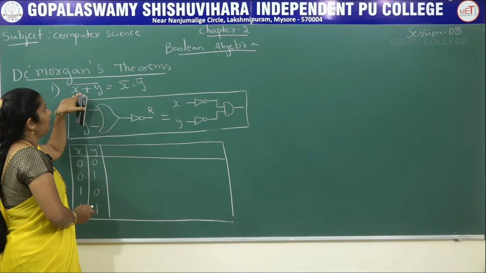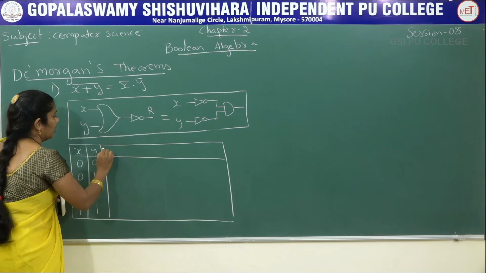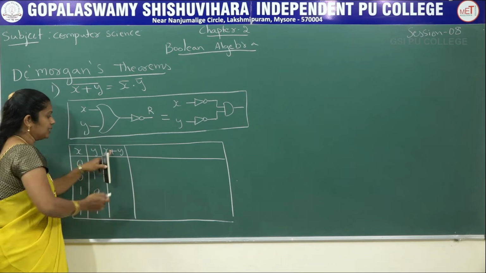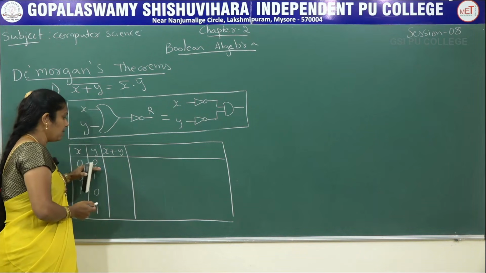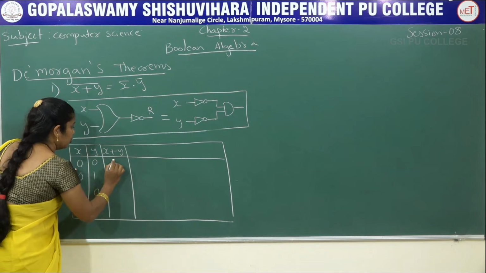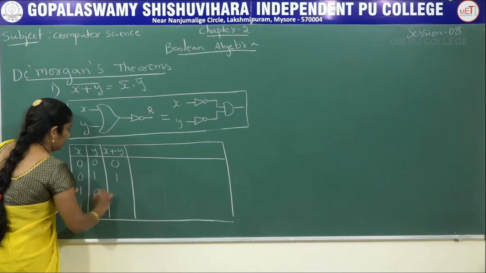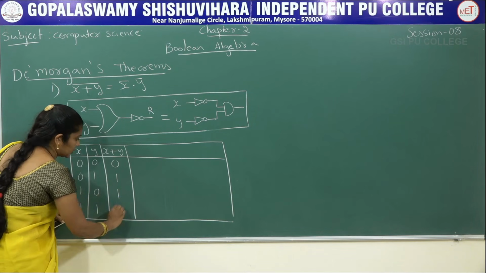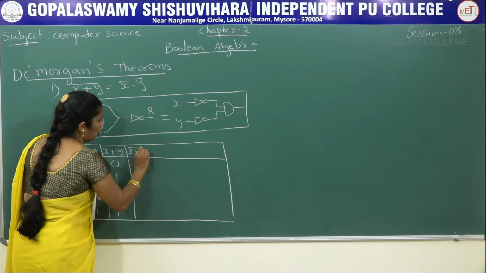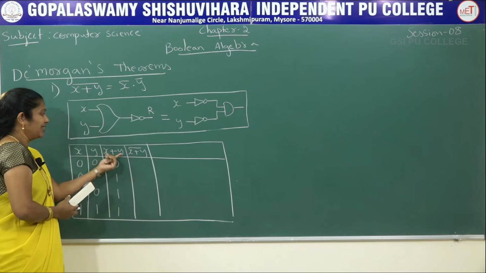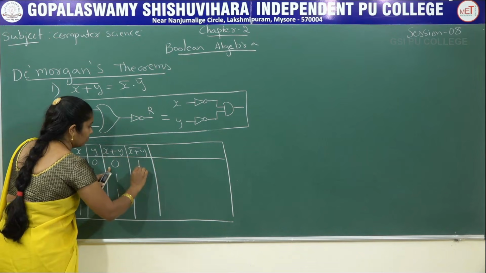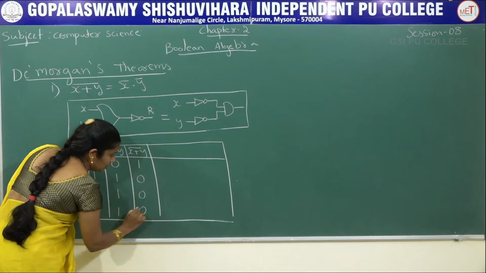Here first we have to find x plus y. With the plus operator, if any one of the inputs is true, the output becomes true. That is 0 plus 0, 0; 0 plus 1, 1; 1 plus 0, 1; 1 plus 1, 1. Then next find x plus y whole bar. For this, whatever value is in x plus y, just negate it. Then here it is 1, 0, 0, 0.